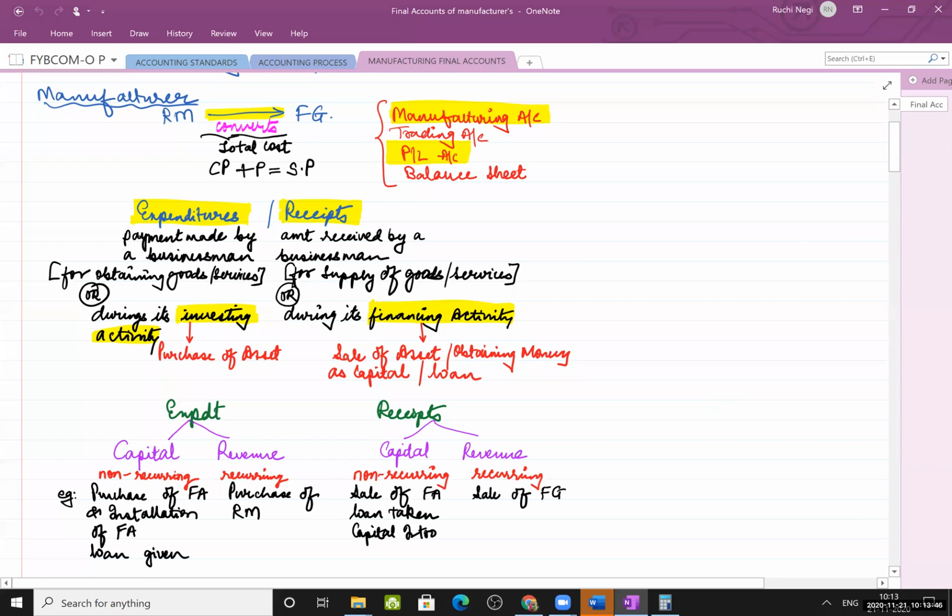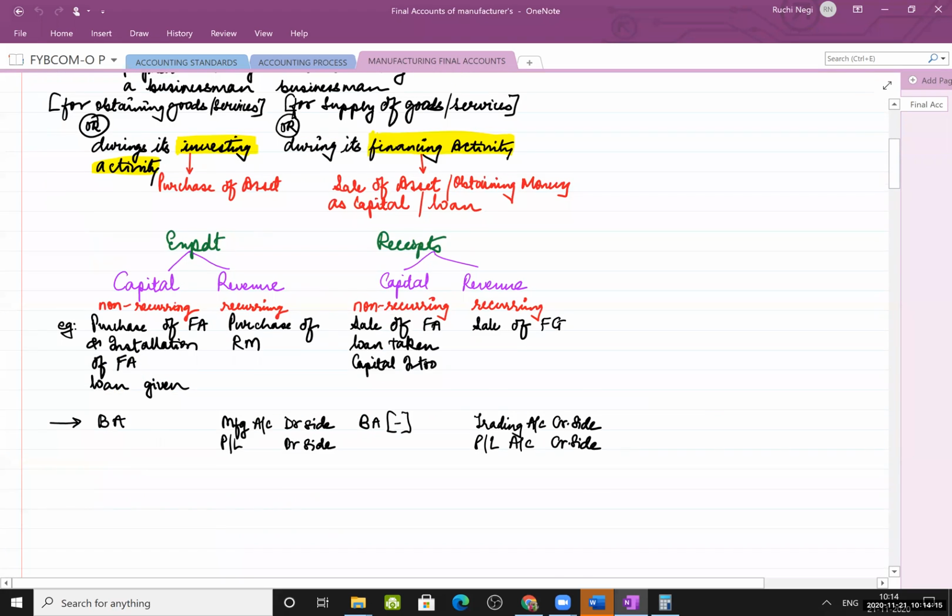Then what is a receipt? Receipt means amount received by a businessman for supplying goods and services. That is sale of finished goods. It also includes money received through financing activity. What is financing activity? Money obtained through taking loans, obtaining money as capital or taking a loan from a bank. Sale of asset is also a category of financing activity.